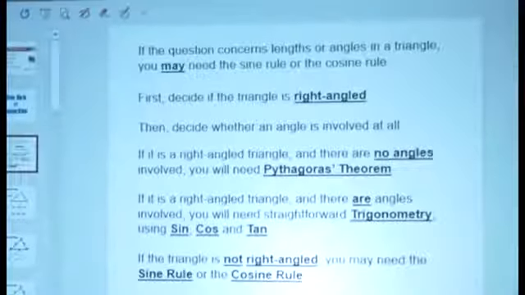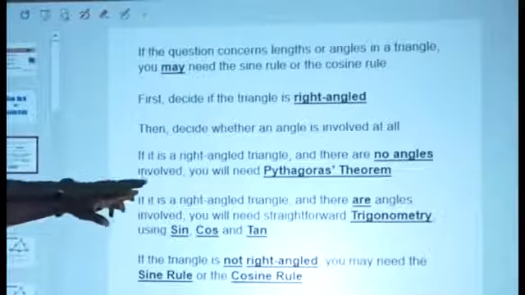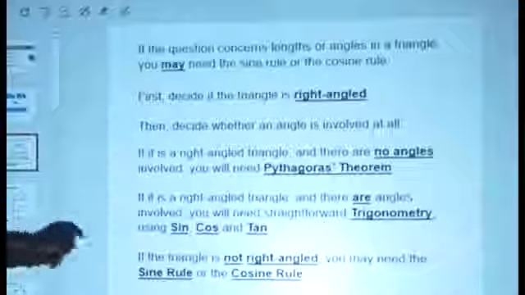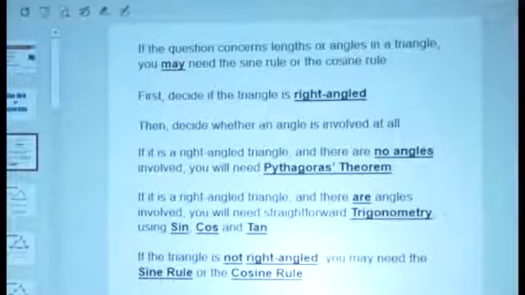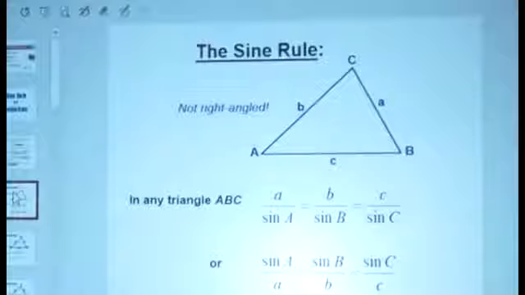So as we proceed, if it is a right angle triangle and there are angles involved, you will need straightforward trigonometry using sine, cosine, and tan. My students at home, this one is taught in JS3 and SS1. If the triangle is not right angle, you may need the sine rule or the cosine rule. Students at home preparing for WAEC, you need to sit back, take your pen, and follow through the cosine rule and the sine rule. Then we begin with the sine rule.